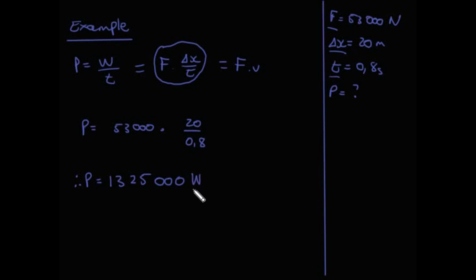We can convert this though. We can divide it by 1,000 to make the answer just a little smaller, which therefore equals 1,325 kilowatts. We can make that kilowatts instead of saying 1,325,000 watts, which is quite a lot of watts. You don't have to do that. You can leave it in watts. I made it kilowatts just to make the number a little easier to read. But that is the answer for that example.